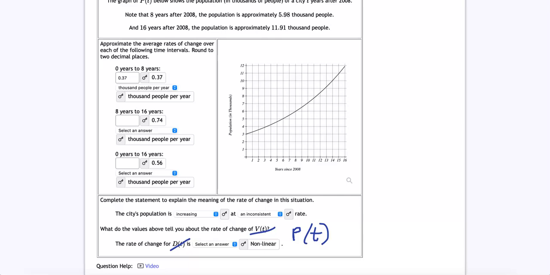And in any case, just what you want to recognize here is that an inconsistent rate is going to be nonlinear, because a line is going to give you a constant rate the whole time. A line has a constant rate of change. But anything that's not a line, whether it be a squiggle or a smooth curve, these are going to be nonlinear and therefore inconsistent.